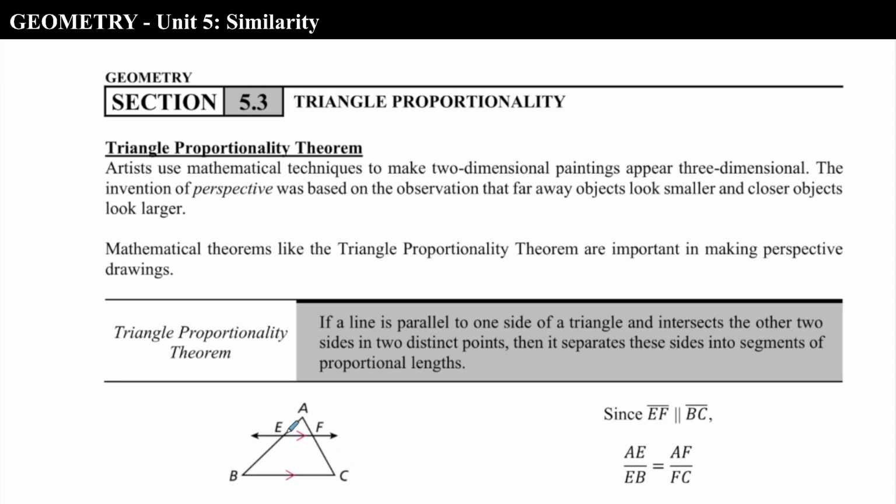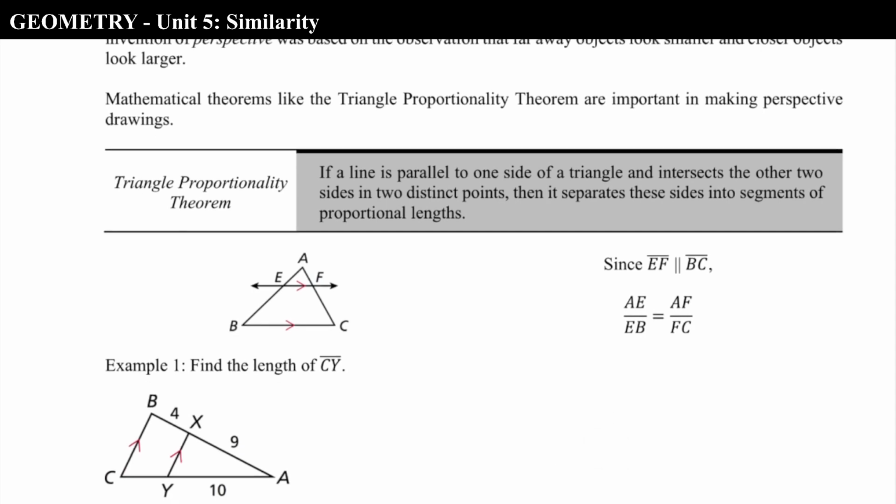In other words, AE, the short part, is proportional to EB, this longer part. Or you can set up that proportionality. It's the same proportionality as if you did AF to FC. So AE over EB, the short part over the long part, is equal to this short part over the long part. Okay? So let's do an example to see how this works.